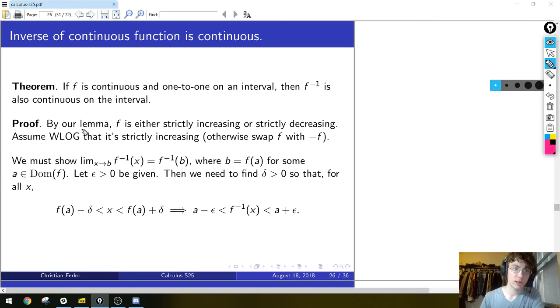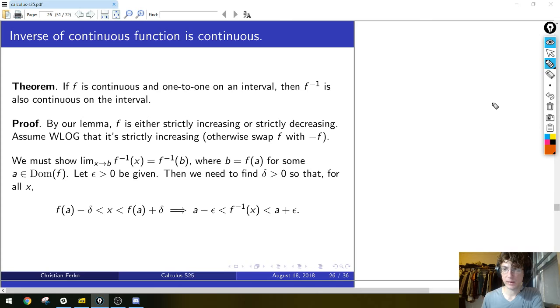Thankfully, a moment ago, we have this lemma that if a function is continuous and one-to-one on an interval, it's either strictly increasing or strictly decreasing. That will be useful. So I will assume without loss of generality that of those two options, it's strictly increasing. If it's not strictly increasing and is in fact strictly decreasing, then you can just replace f with minus f everywhere in this proof, and then minus f will be strictly increasing, and you could get the same argument. You would prove that minus f inverse is continuous, but that implies that f inverse is continuous. So we can just assume it's strictly increasing.